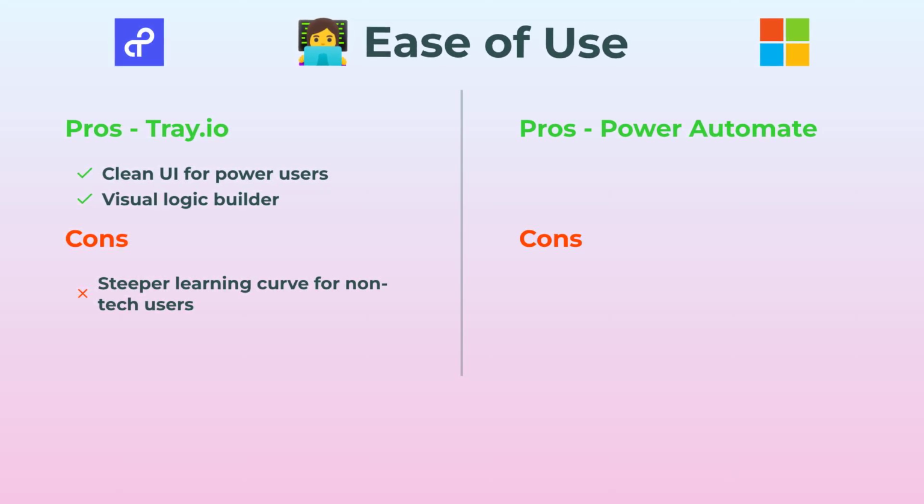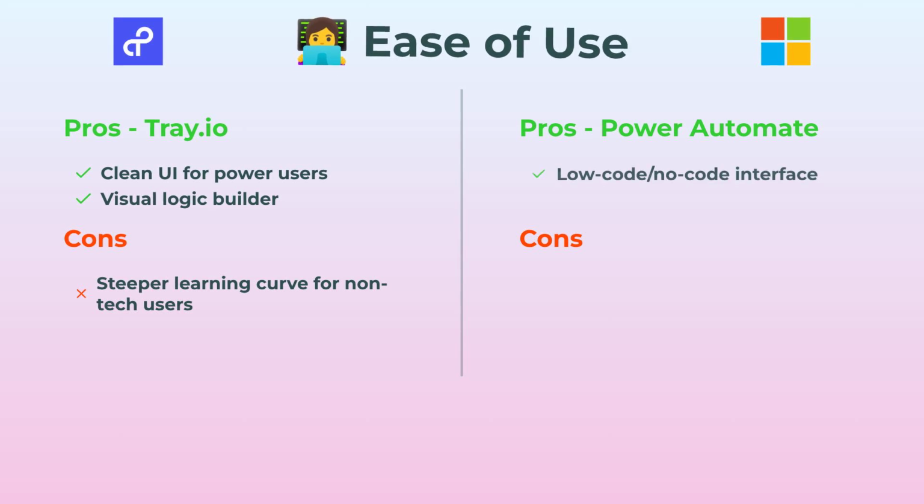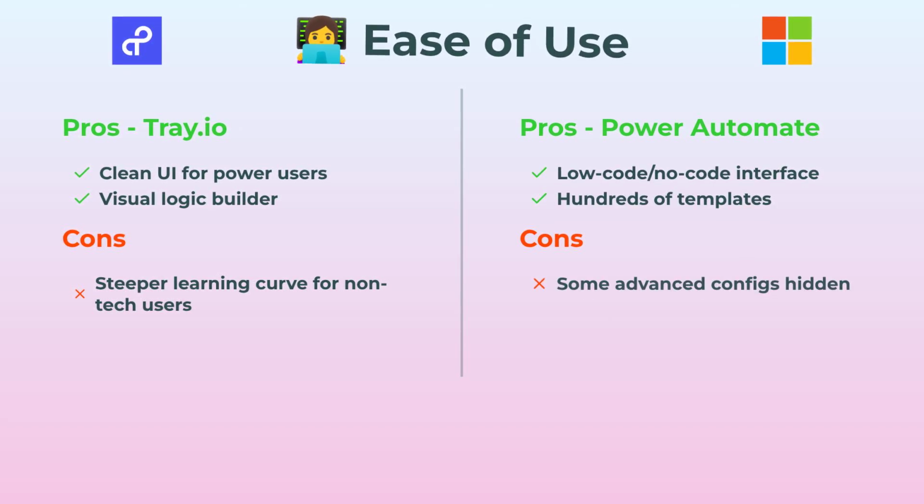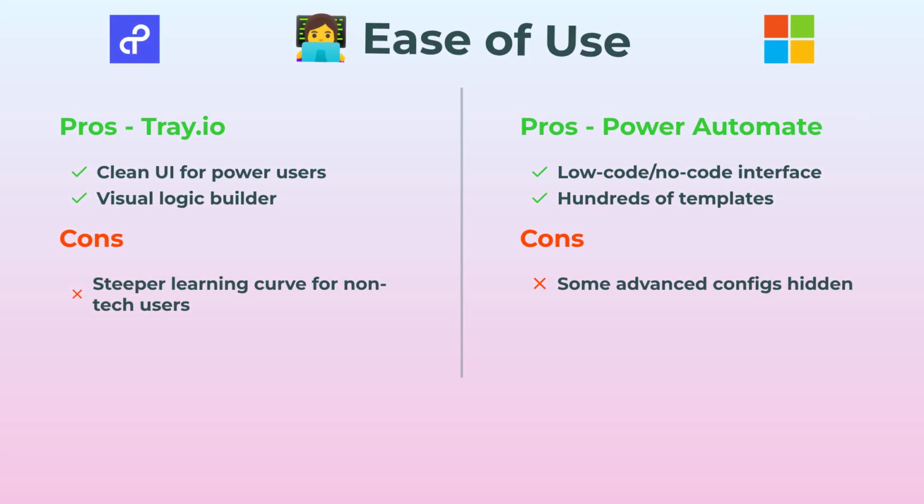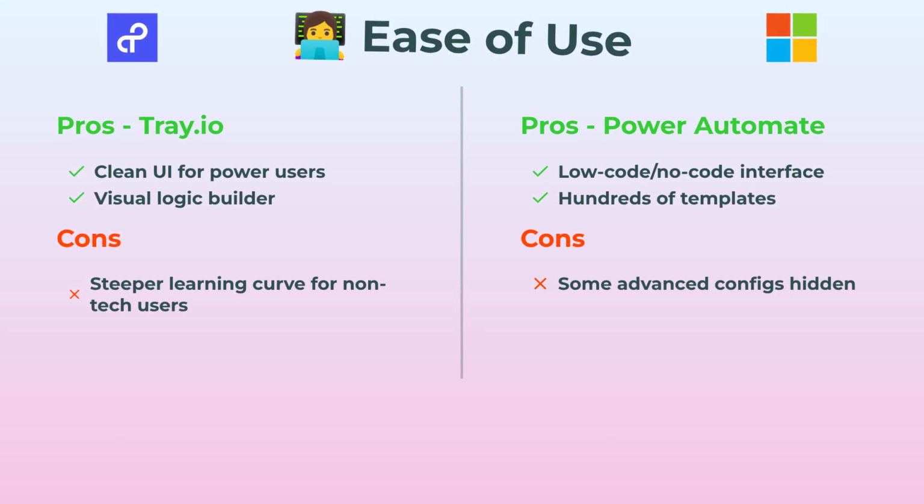Power Automate, on the other hand, is that super friendly no-code neighbor. Drag and drop, loads of templates, it just feels like you don't have to learn automation to get started. Some advanced stuff gets a little buried, but let's be real. For 90% of folks, that's totally fine. In this department, Power Automate takes the win.